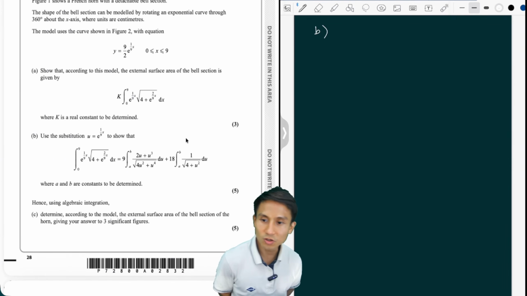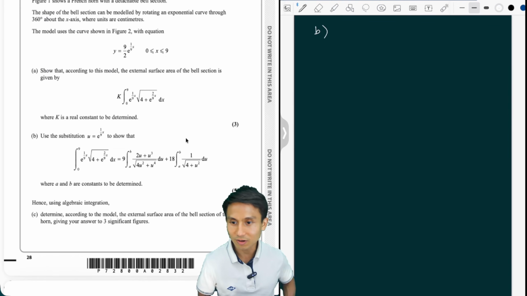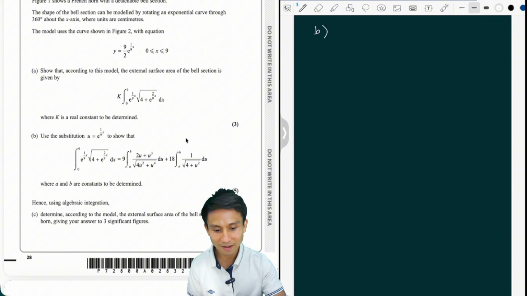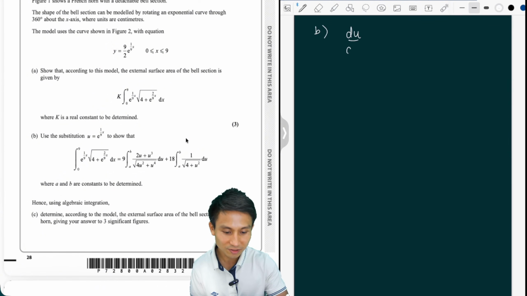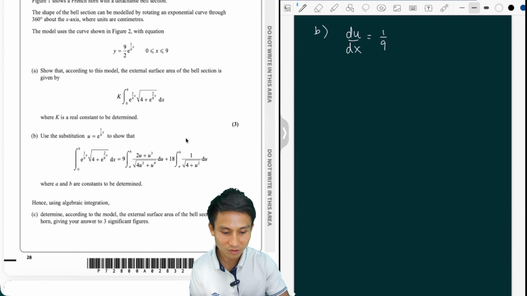Use substitution u equals e to the 1 over 9x to show that blah, blah, blah. All right, fine. We like this because they tell us what to do, right? So we do du by dx first. And that is, again, we already got that, right? Oh no, we haven't got that. Okay, it's 1 over 9 e to the 1 over 9x.